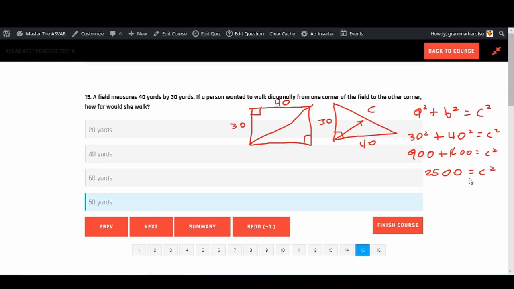Again, we're trying to solve for c to find the length of the diagonal, which is the hypotenuse. So we're going to take the square root of this. Square root of 25 is 5. The square root of 2500 is going to be 50. So we know c is equal to 50. Therefore, in order to walk the diagonal of this rectangle, which is the same as the hypotenuse of a right triangle, she would have to walk 50 yards.